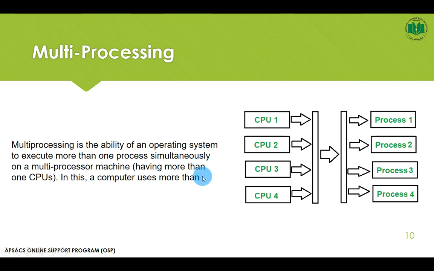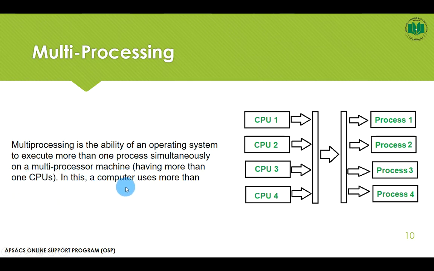For example, Google and Microsoft use systems with thousands of CPUs. If one CPU is out of order, the others will take over the processing. In a multiprocessing environment, everything runs smoothly on multiple processors, multiple RAMs and multiple hard disk drives. All things are shared, and if one thing, for example one hard drive, is out of order, the other will replace that gap. Multiprocessing is the ability of an operating system to execute more than one process simultaneously, meaning at the same time, on a multiprocessor machine having more than one CPU.